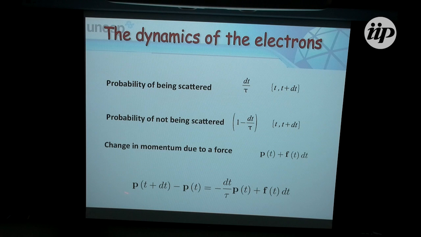And then you construct an equation that will give you the change in momentum that is going to occur because of this force, including the effect of the scattering. Right? So you change the momentum because of the scattering. So you have an equation which has a driving force and also some change because of this scattering effect. Okay, so this is a differential equation. You can solve this problem.